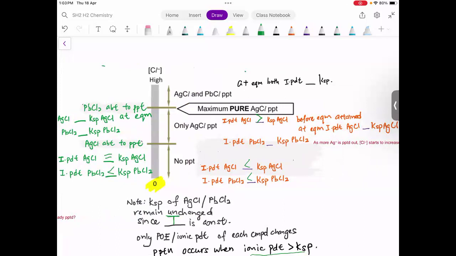Before you add in another bit of sodium chloride, when it attains equilibrium, it will become equal again. So this is before you add in another bit of sodium chloride. Of course, at this moment, the ionic product of lead chloride is still less than Ksp.